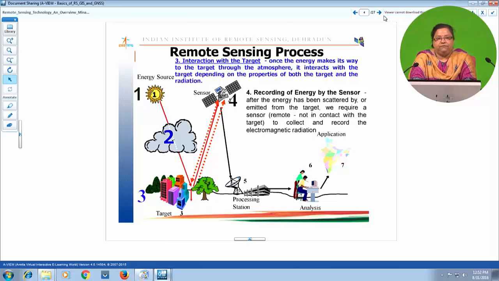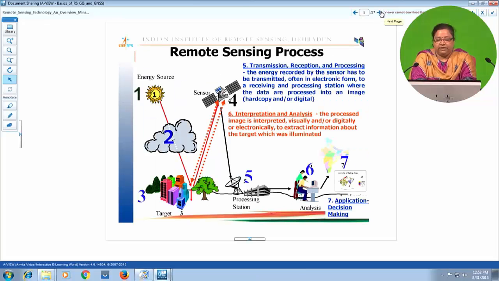The fifth step in the remote sensing process is that whenever this satellite comes in contact with the ground station, the energy recorded by the sensor will be transmitted and received by the ground station, from where it will be sent to the users either as hard copy imagery or, more commonly nowadays, digital imagery.